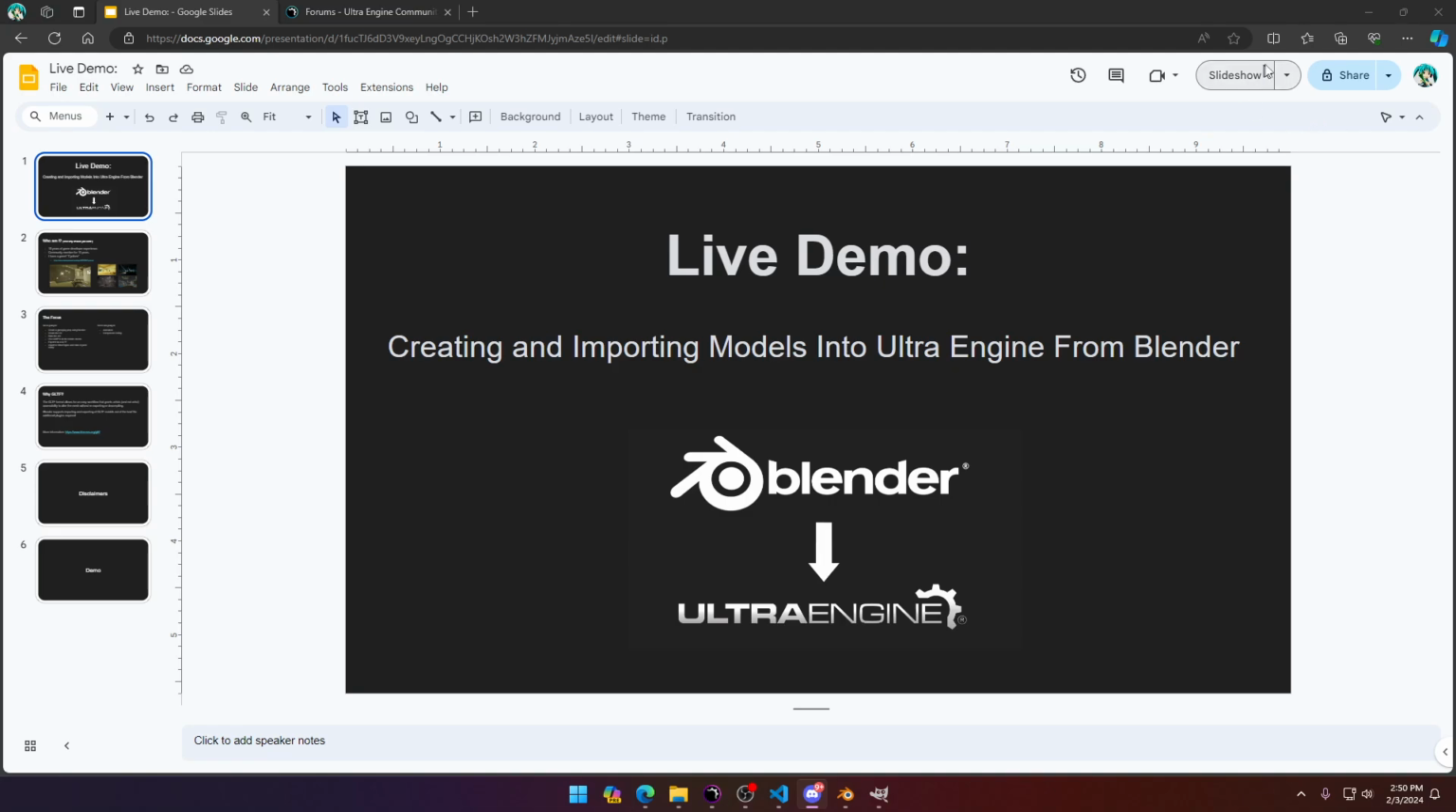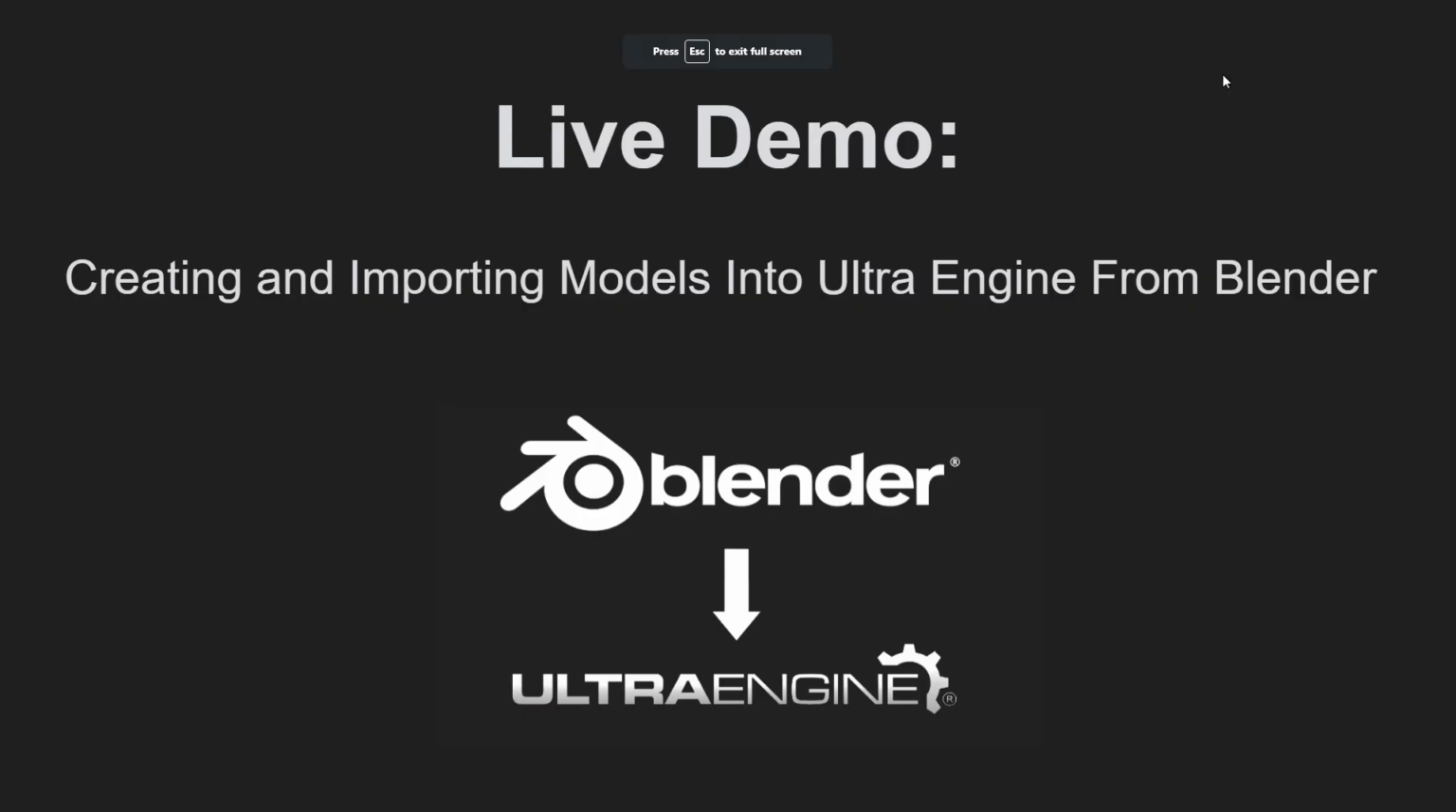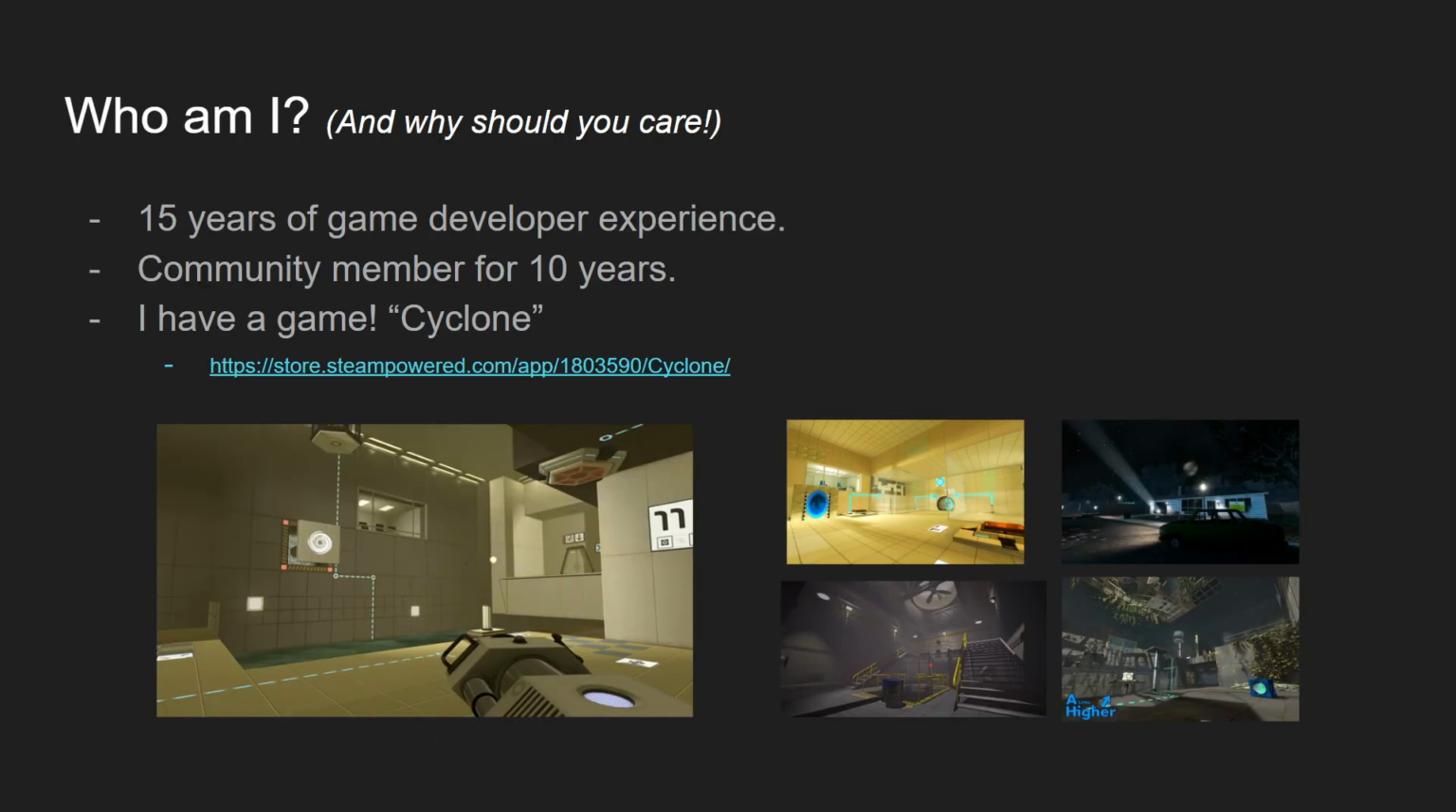Before we start, I just wanted to go through a quick slideshow. Just explain what we're gonna do, what we're not gonna do, who I am, and everything. So let's begin. Thank you all for staying. Today we're gonna be creating and importing models into Ultra Engine from Blender. This is kind of important because games need models, or else your game will look like Quake, which you don't want in 2024.